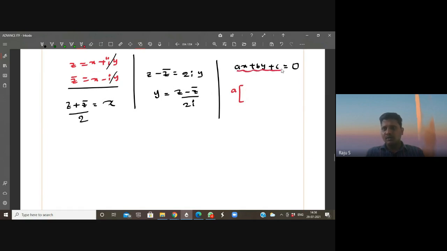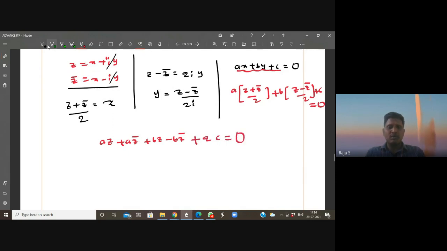So this is a line equation in the Cartesian plane, the xy plane. But I want to know the equation of the line in the Argand plane, that is the complex plane. So now we can convert in terms of z. x value is z plus z conjugate by 2, and y value is z minus z conjugate by 2 iota, plus c is equal to 0. From this, take LCM and simplify. az plus a z conjugate plus bz minus b z conjugate plus 2c is equal to 0. Am I right?